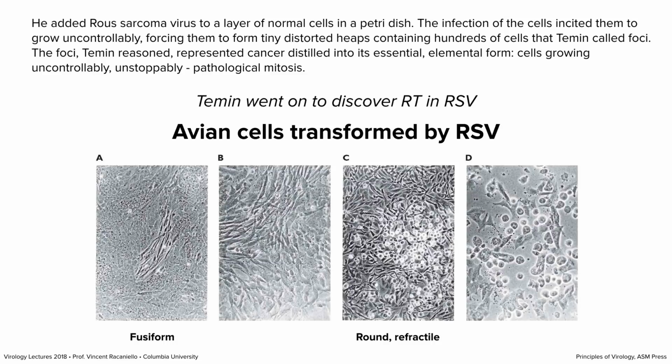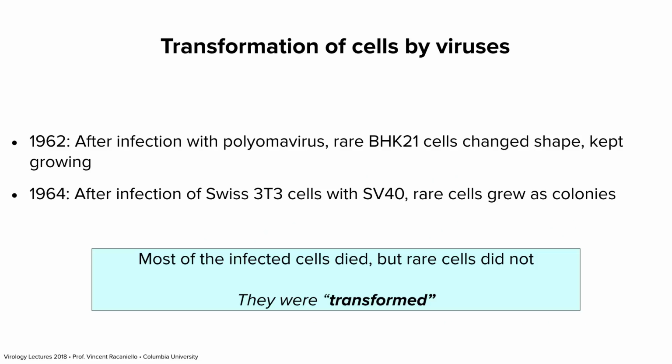And so then he and Baltimore said there's got to be an enzyme that makes RNA into DNA. They both found it, and they both got the Nobel Prize at the same time for that discovery. So that's where the logic to find that enzyme came from. We also found, much later, that DNA viruses can cause transformation of cells.